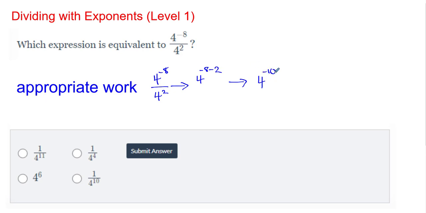Now I don't see 4 to the power of negative 10, so like in the last question, we're going to have to find the reciprocal position for 4 to the power of negative 10. So I'm going to give myself a fraction bar. The base moves to the bottom. And then that negative exponent will change to a positive exponent. And then we'll mark the numerator with a 1.